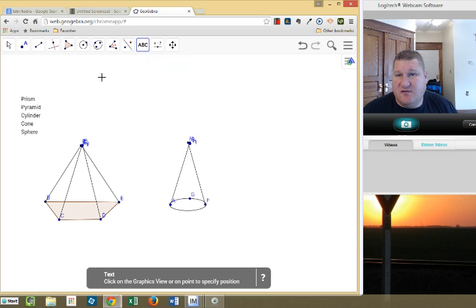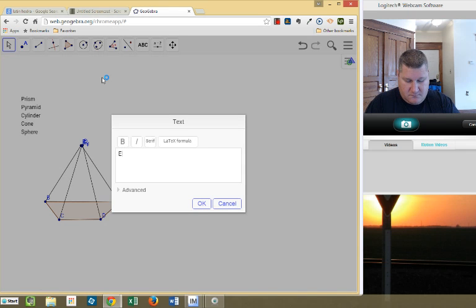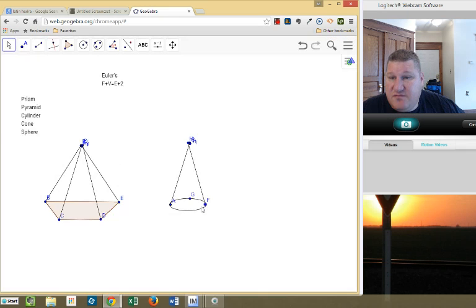And we have actually a little formula. It's called Euler's formula. And it is faces plus vertices equals edges plus 2. That is the formula for Euler.